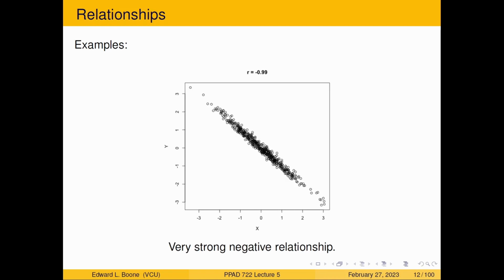And here's a very strong negative relationship. You can see R is equal to -0.99. And you can see here that it's close to a line. That's what we mean by a linear relationship. The word linear, the first 4 letters are line. Okay, so this is what we've been looking at.